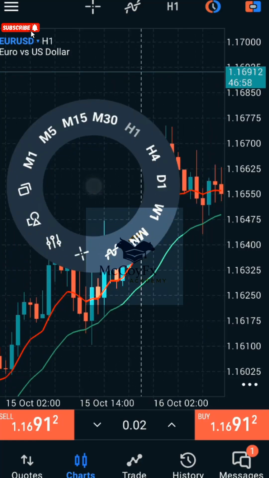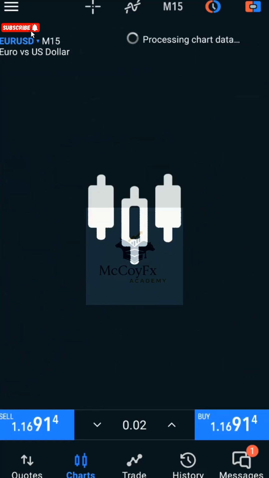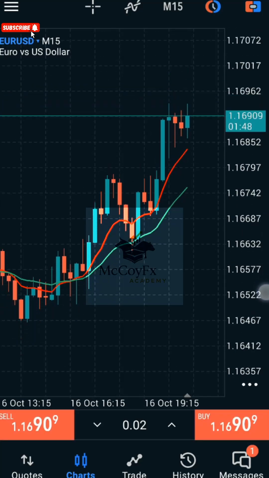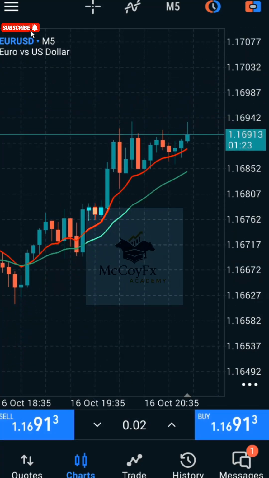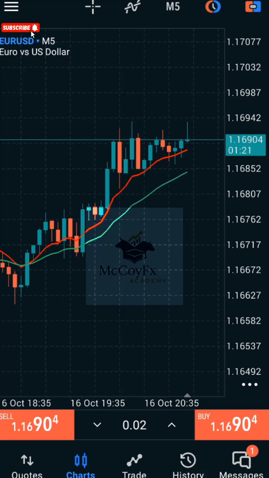Let's go back to, let's say, 15 minutes and see something. When you come to the 15 minutes, you can see it is the same direction the price is heading. So you do the same thing here. You wait for the price to retrace to the green line or the red line, then you take your buy trade. Let's go to the 5 minutes and see. When you come to the 5 minutes, it is still in a bullish trend. So in this case, you are only going to be looking for buy opportunities or buy trades.